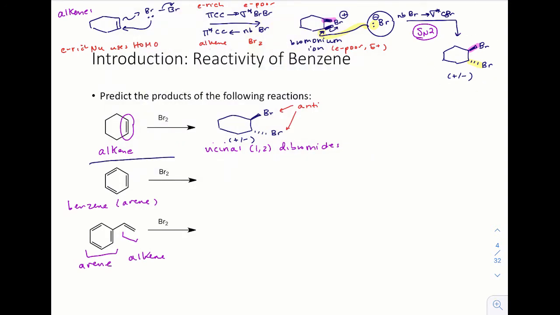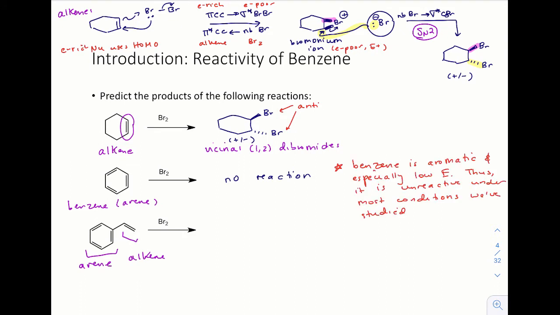We also learned in Organic Chemistry 1 that benzene is unreactive with bromine. So no reaction would be observed if benzene was treated with molecular bromine. As we know, benzene has a special stability. It's aromatic and unreactive under most conditions. We have studied this term.